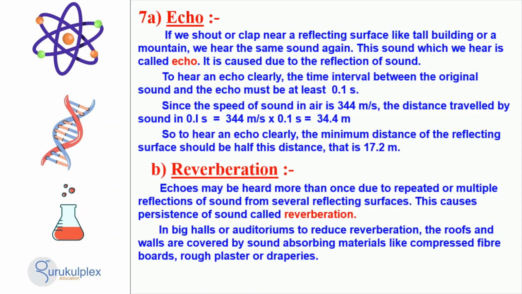When sound waves strike any solid object, they get reflected back in the form of an echo. If the surface is sufficiently distant, or there is considerable time gap between the original sound and the reflected sound, we can clearly hear an echo. Echoes can be heard from mountains, tall buildings, and other large surfaces. Reverberation occurs when sound is repeatedly reflected off of multiple surfaces. It is commonly heard in large halls and auditoriums. To reduce reverberation, roofs and walls are often covered with sound-absorbing materials like compressed fiberboards, rough plaster, or draperies.